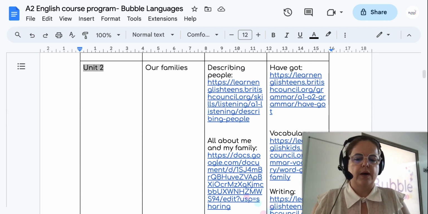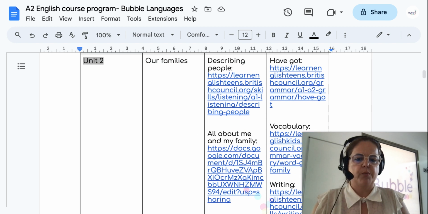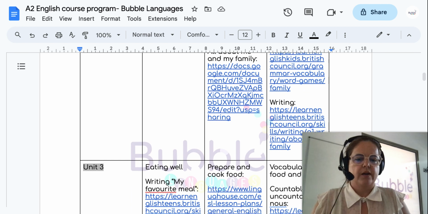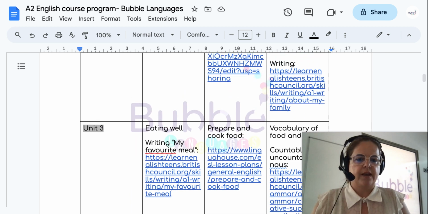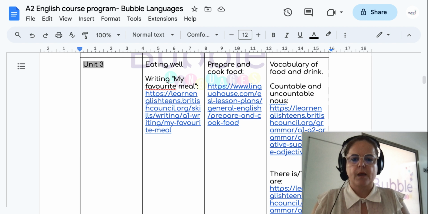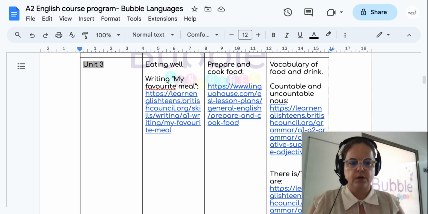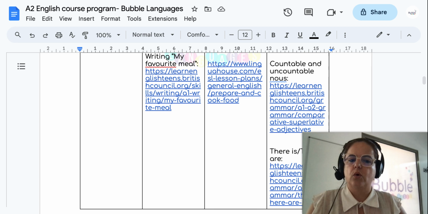Unit 2 talks about our families, describing people, all about me and my family. Have got games of vocabulary and then writing about my family. Unit 3 talks about eating well, food and drinks. How do you prepare a meal, a particular meal? How do you cook? What do you need? How do you prepare? You will talk about countable and uncountable nouns.